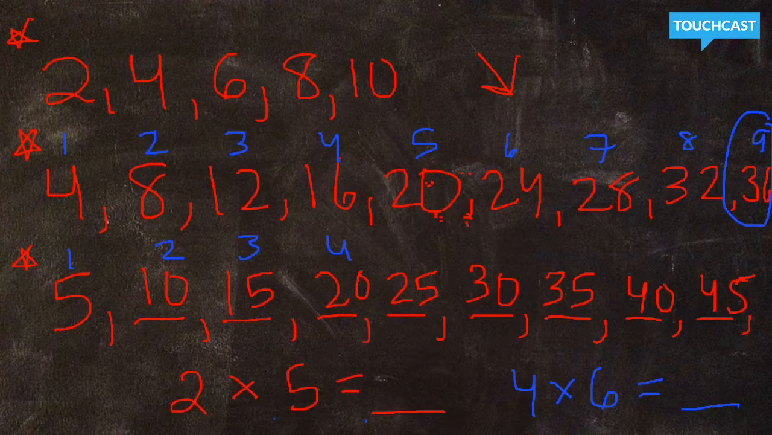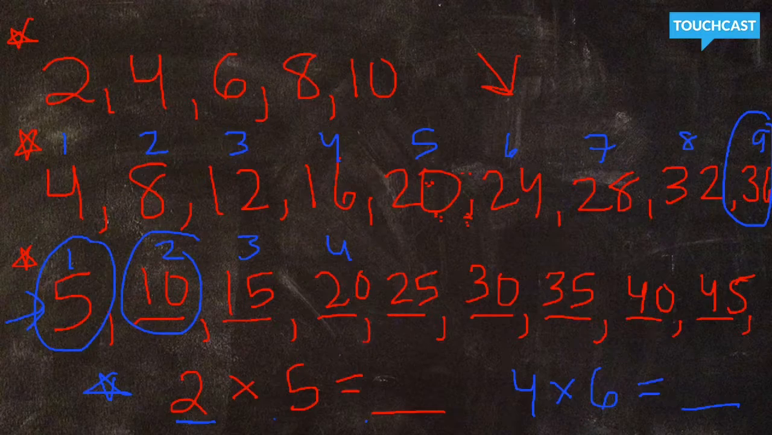Okay, let's check these answers. Let's start with 2 times 5. All right, so we're going to go to our 5s, and we're going to find two fives. So 1 times 5 is 5. 2 times 5 is 10. So if you had 10, go ahead and give yourself a pat on the back.